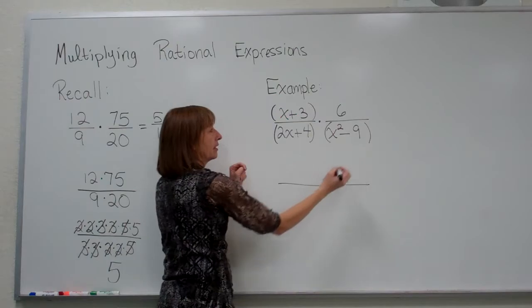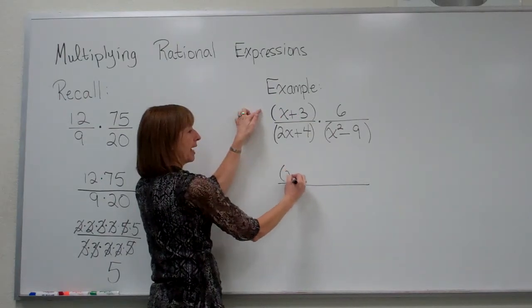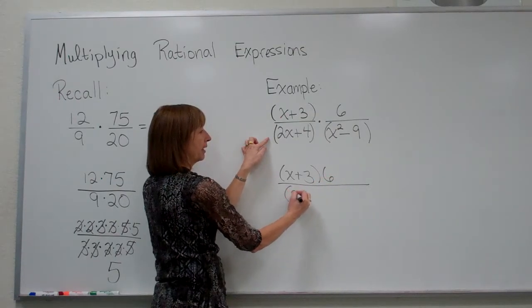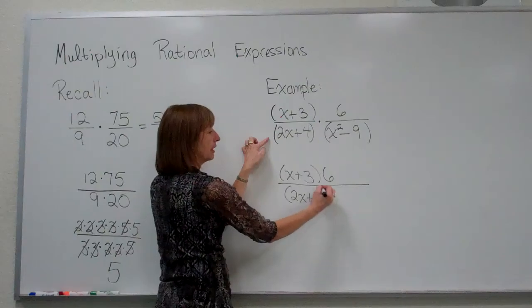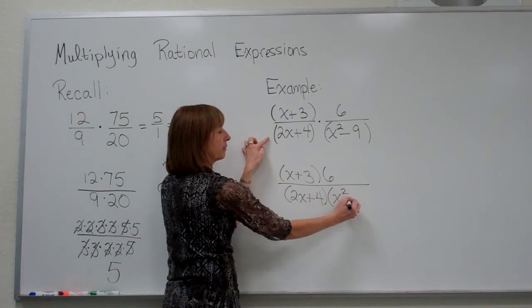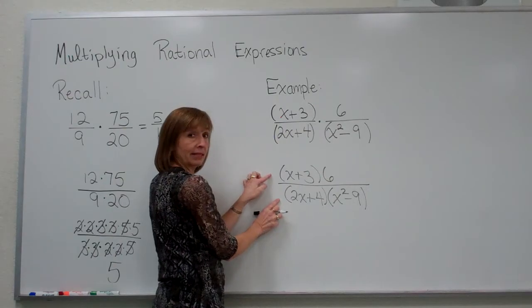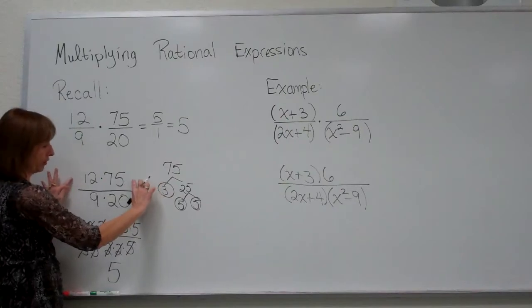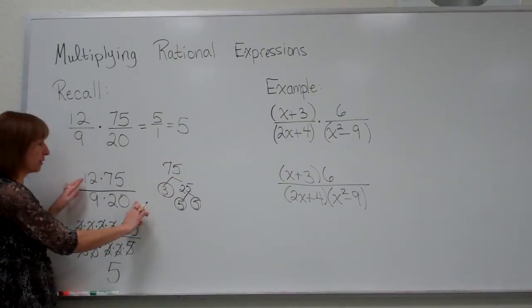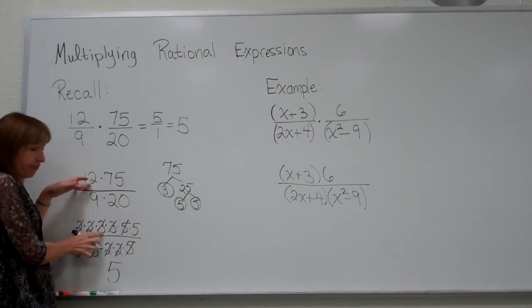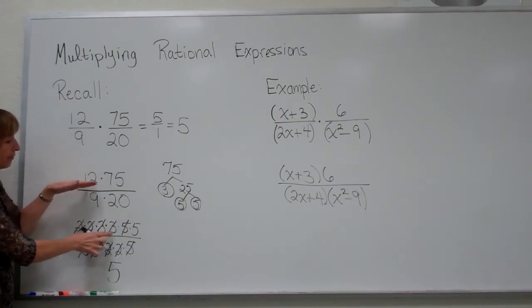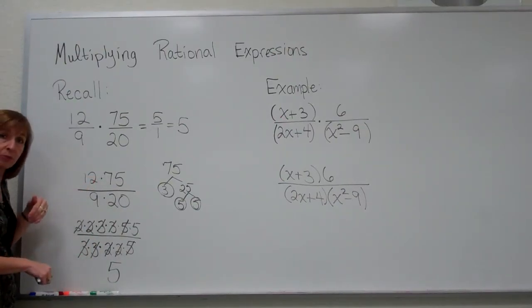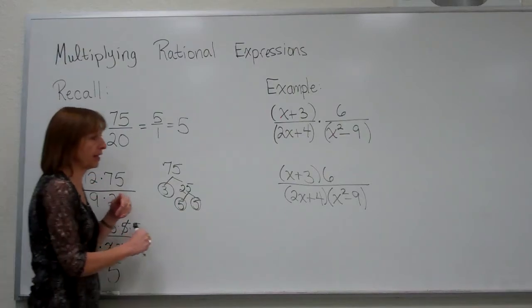So I'm going to write this as my x plus 3 times my 6 over my 2x plus 4 times the x squared minus 9. Now at this stage, we are right where we were here with the numerical fractions. And remember what we did was we then took each factor and we factored it the rest of the way down to its prime factors so that we could see the common factor pairs that could be removed between the numerator and denominator. That's what we want to do next here.